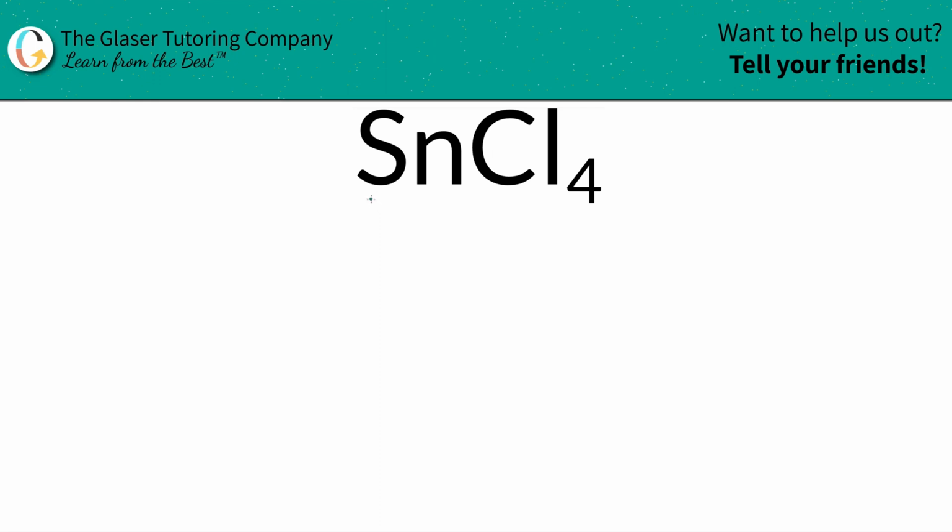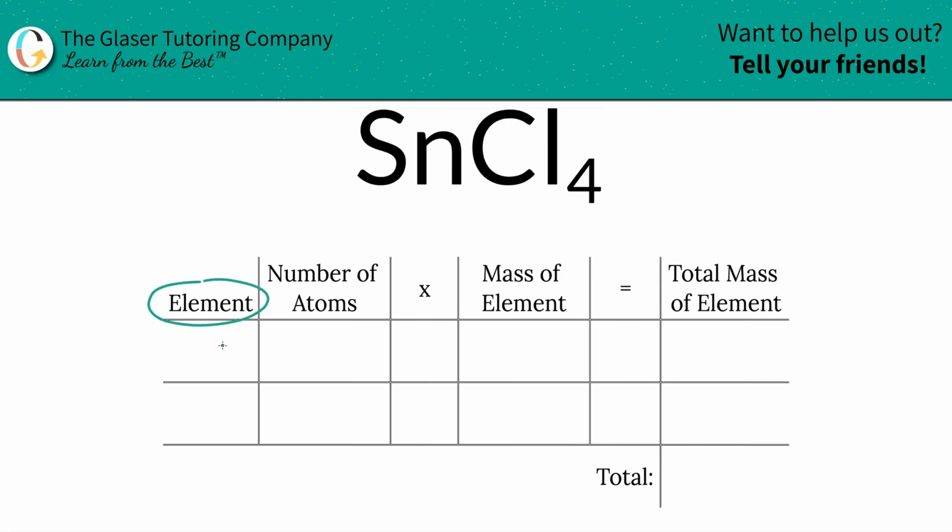So how do we find the mass percents of tin and chlorine in tin(IV) chloride? Well, the first thing is we've got to find the total mass, and then we can find those percentages, and have a nice little table to help us out. Take a look. So the first thing we're going to do is write down the elements we see in the compound. So we've got tin, we've got chlorine.